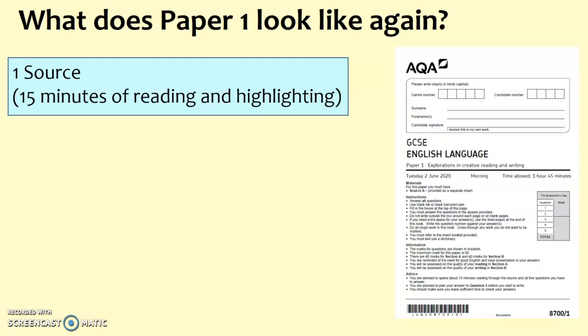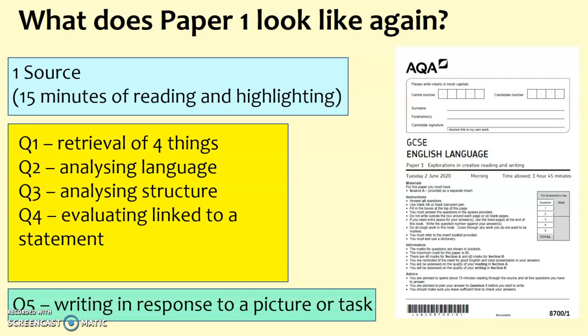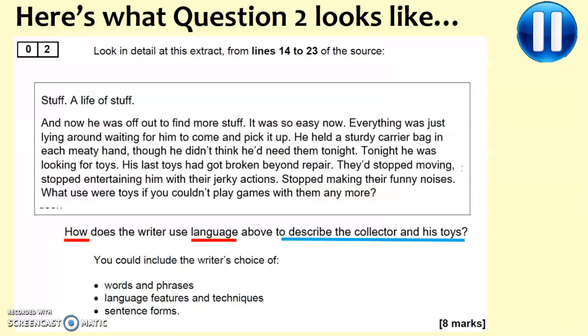And the first thing you will have is 15 minutes to do some reading and highlighting, and I always encourage my classes to do their planning in that 15 minutes as well. Then inside, section A looks like that with those 4 questions, and then you've got section B, which is question 5, the written part. So you've got your reading in section A and writing in section B. Today we're going to be looking at question 2, the analysis of language.